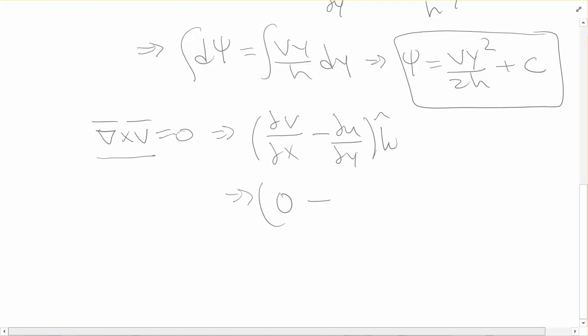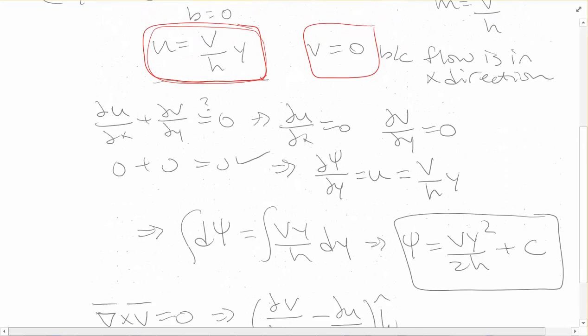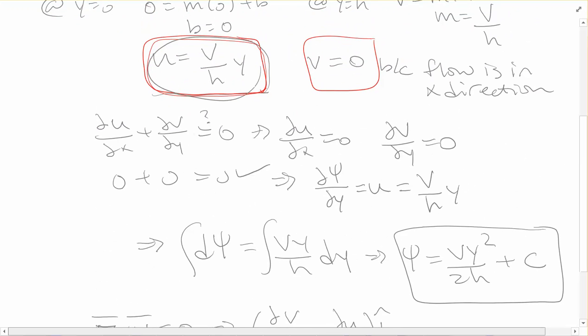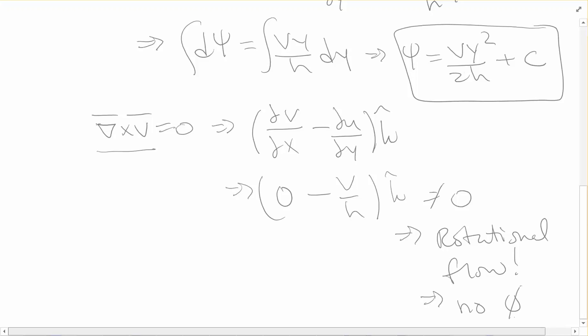And then we need u with respect to y. So the derivative of u with respect to y, if we look up here, is just going to be V over h. So V over h. Now obviously 0 minus V over h is not equal to 0. So this is not equal to 0. And that tells us that we do have rotational flow. And if we have rotational flow, that means there is no velocity potential.